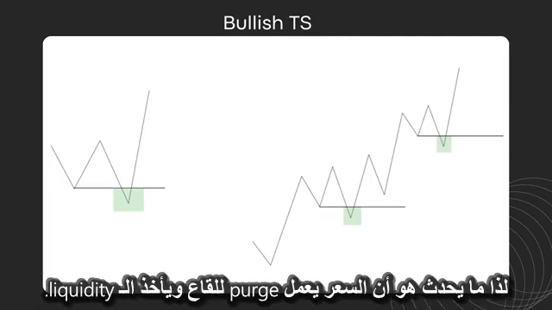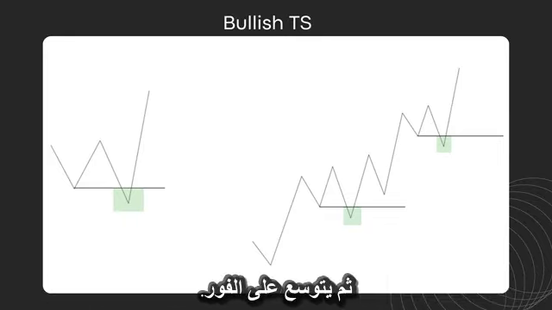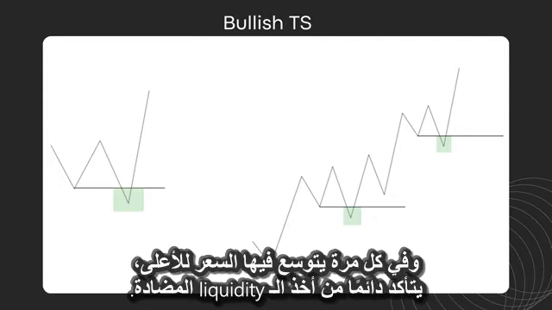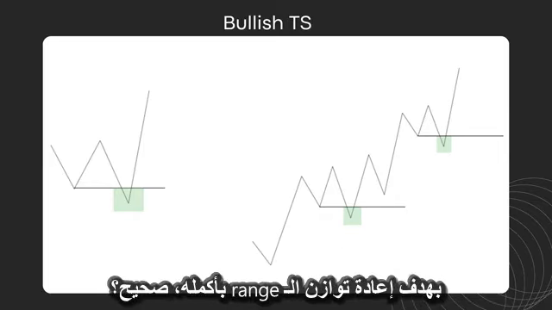So what happens is that price purged a low, takes out liquidity, and then immediately expands or reverses above, right? Here this is a bullish structure, and every time price expands above, it always makes sure to take out counter liquidity with the purpose of rebalancing the whole range, right?